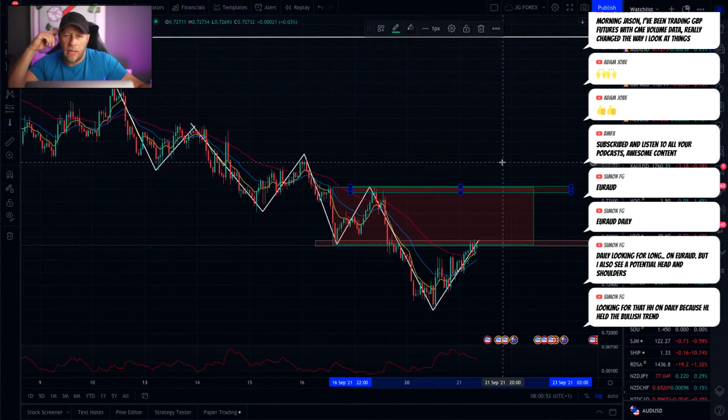Simon says looking for that on daily because it held the bullish trend. Okay. Oh, he says daily, looking for long on Euro Aussie, but I also see a potential head and shoulders. Cool. So I take it you're not looking to trade it because you haven't got definitive rules of how to enter. But we'll take a look at that in a moment.